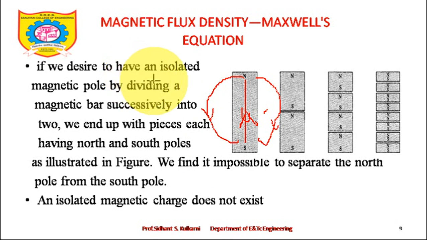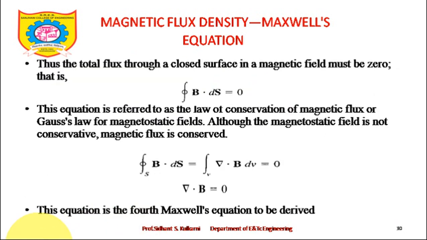So if we desire to have an isolated magnetic pole by dividing a magnetic bar successively into two, we end up with pieces that involve north and south poles. We find it is impossible to separate the north pole from the south pole. It is highly impossible. You have even studied this concept in basic science in your 8th standard. An isolated magnetic charge does not exist. This is the important thing. So a magnetic monopole or isolated magnetic charge does not exist in nature.